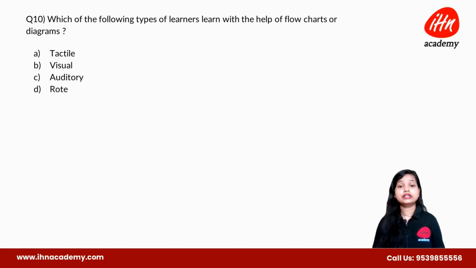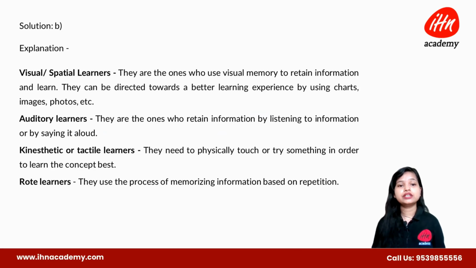Which of the following types of learners learn with the help of flow charts or diagrams? The learners who learn by looking at flow charts and diagrams, that means they use their vision. What do we call those who learn by seeing? So they are called the visual learners. Okay, visual learners. Option number B. Here is the explanation. Visual learners are the ones who use their vision to learn. They can be directed towards a better learning experience by using charts, images, photos. That means they learn more from seeing photos than from anything else. So they are visual learners.